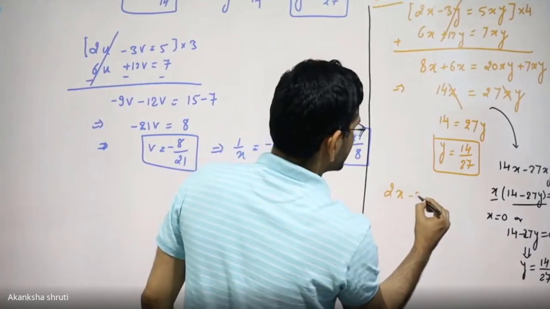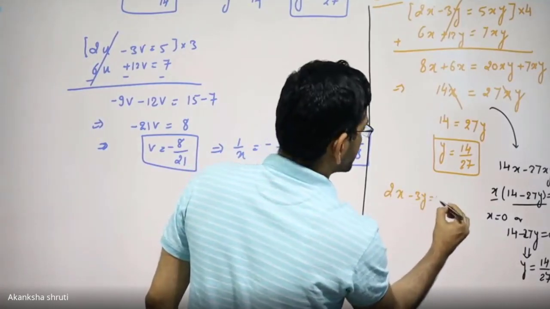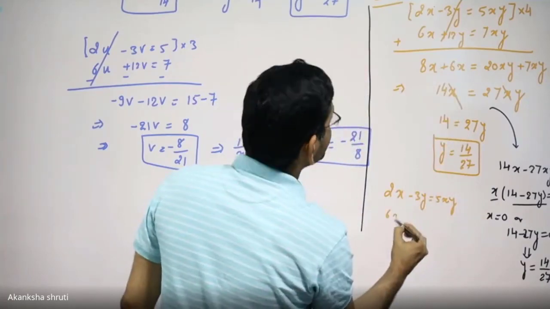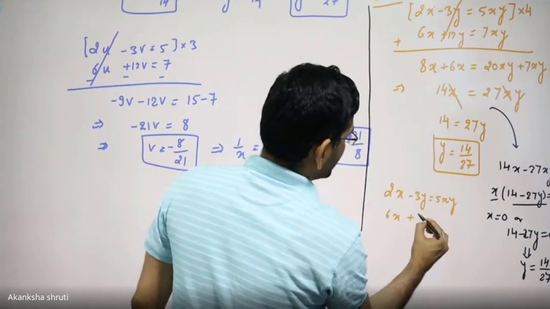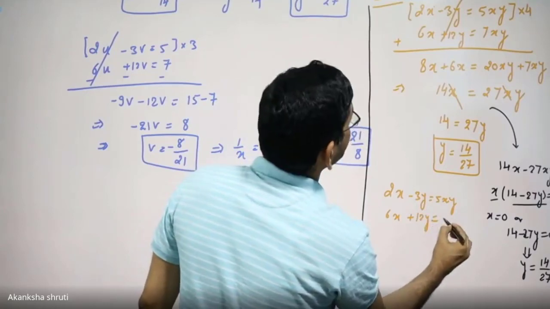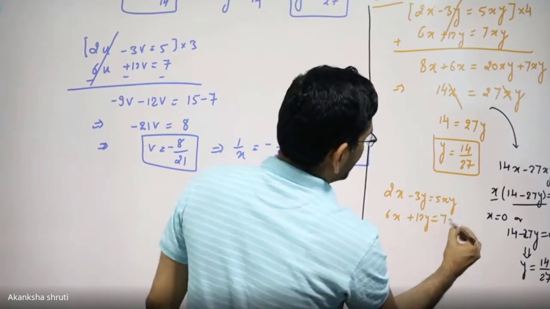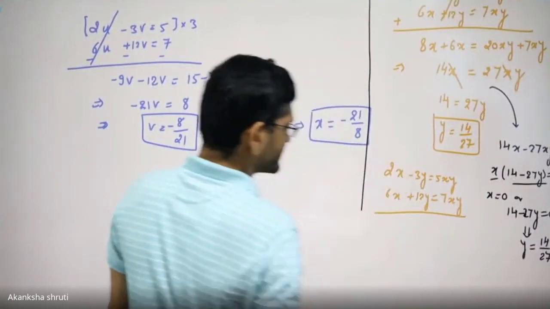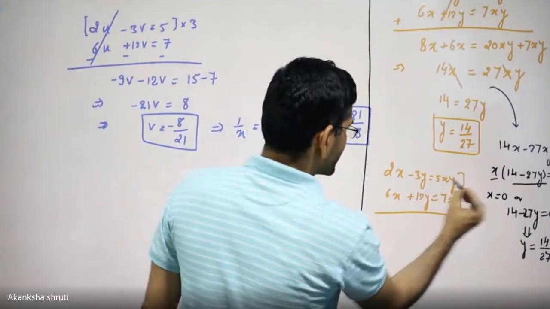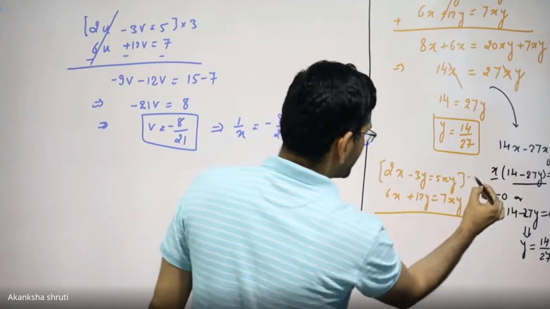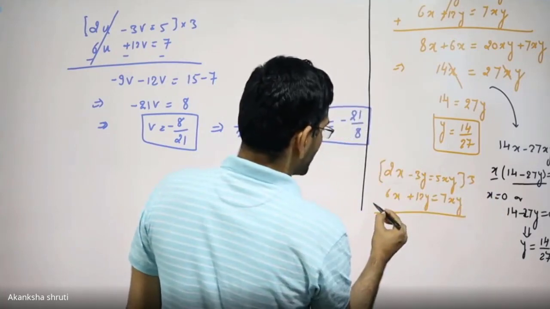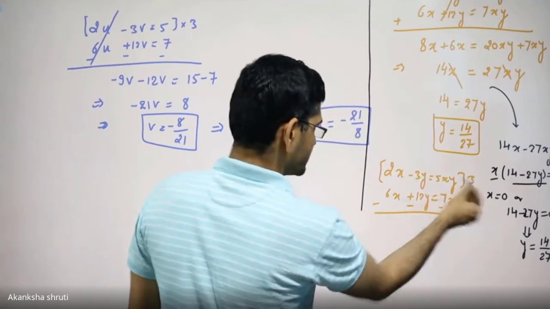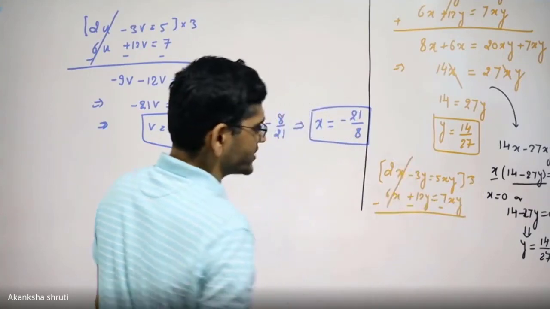2x minus 3y is equal to 5xy, and 6x plus 12y is equal to 7xy. For cancelling the first x, multiply the first by 3 and go on subtracting. So change the sign. 3 times 2 is 6, it will get cancelled.